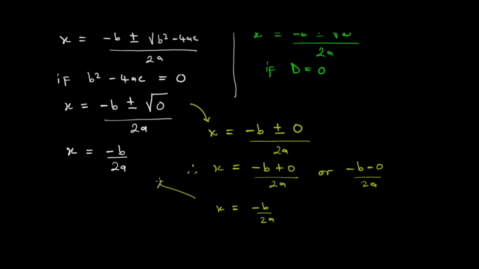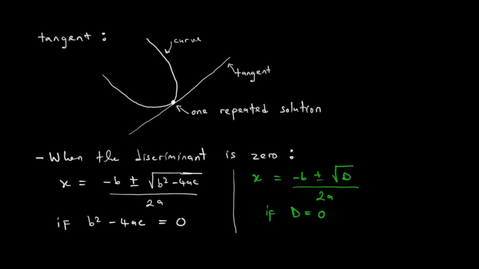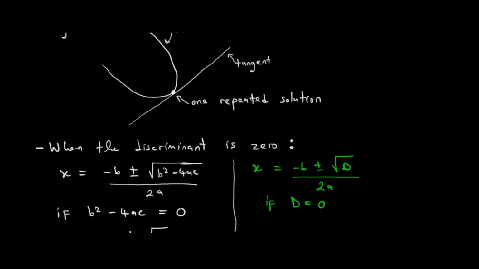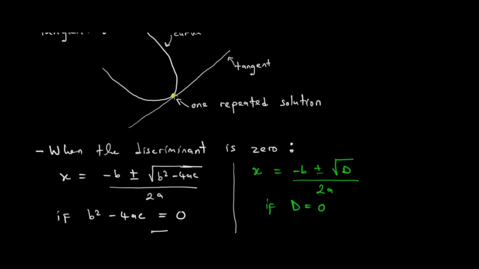So by that we are back there. You see, that's the situation when we have repeated roots. We showed graphically that the curve meets the tangent at one particular point, and that point is the repeated root. We also showed mathematically that the formula is just reduced to x is equal to minus b over 2a.